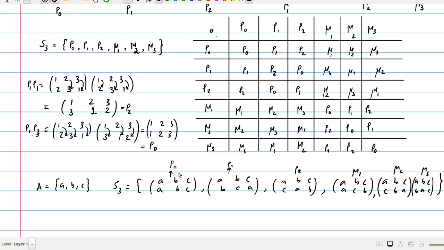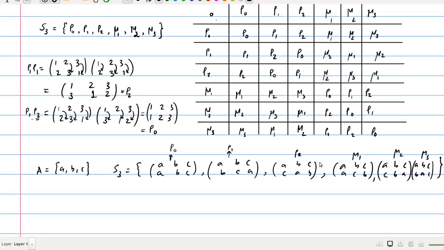It is irrelevant what the symbols would be. So we consider S3 as consisting of 6 functions called rho naught, rho 1, rho 2, mu1, mu2, mu3. Okay, so there is no point in considering these symbols again. Now this is the simplest representation of S3 again.